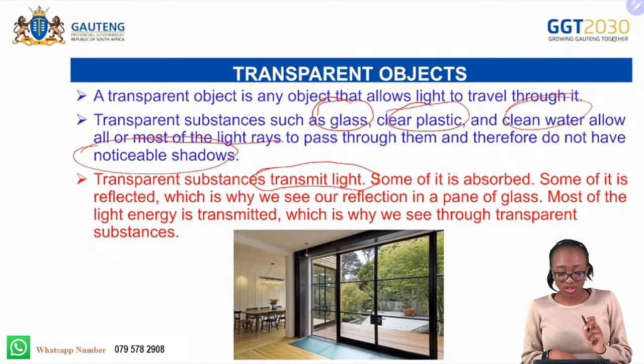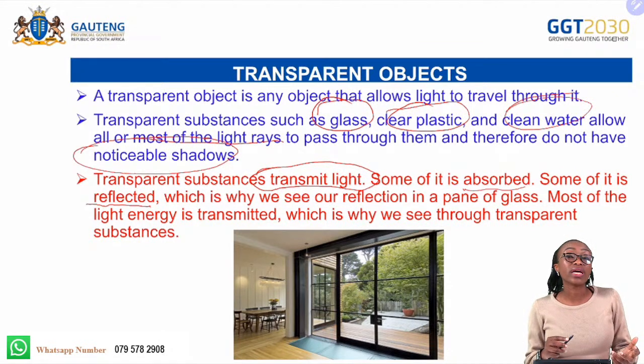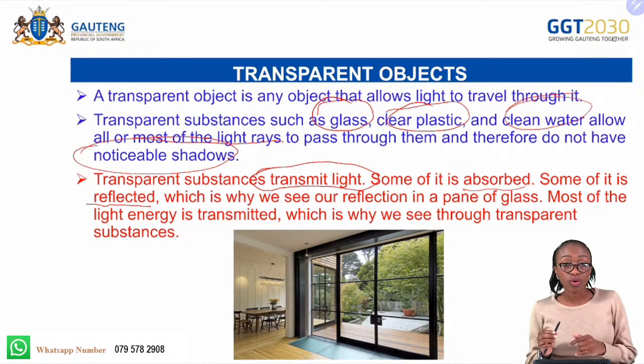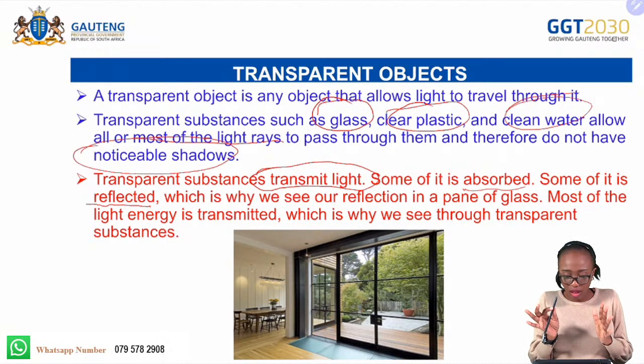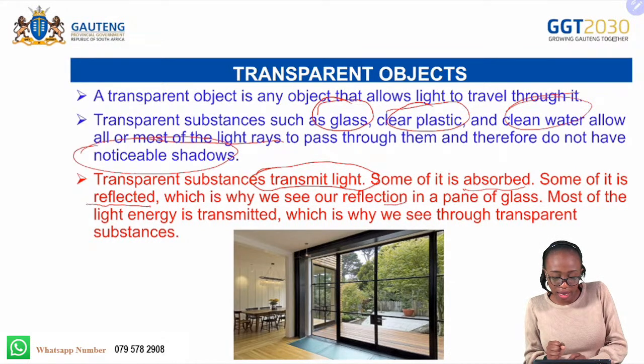Some of the light, however, is absorbed and some of it is reflected, which is why we are able to see our reflection on a pane of glass. I'm not talking about a mirror. I'm talking about a simple pane of glass that you can see through. You are able to see just some reflection of yourself because some of the light is reflected.